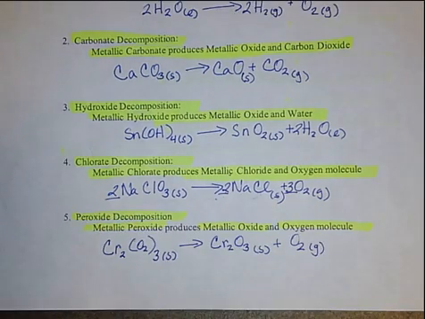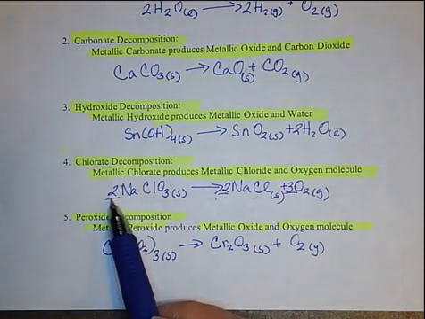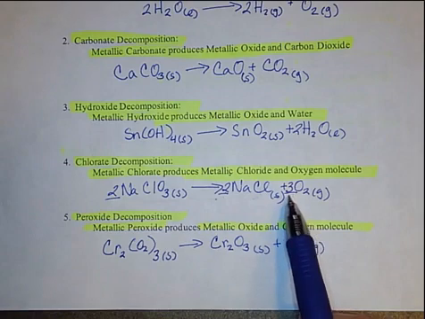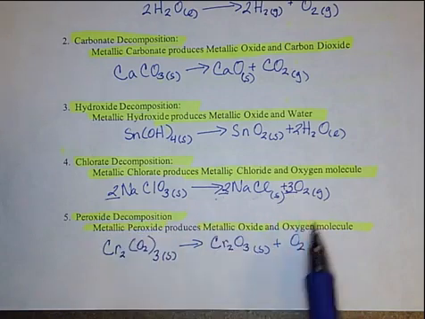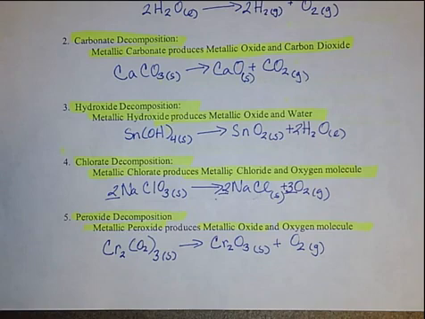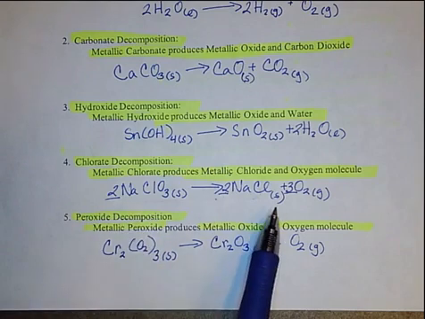Okay, so we are now balanced with this, and if you look at this, you've got the 2, 2, and 3 coefficients, which are the lowest common denominator, so you do not need to reduce it. You're going to keep it as it is. So the chlorate decomposition is balanced here.